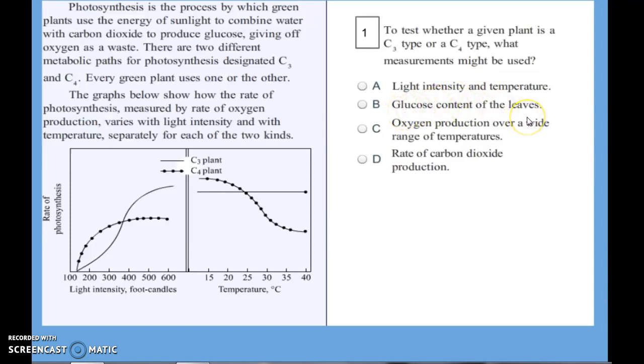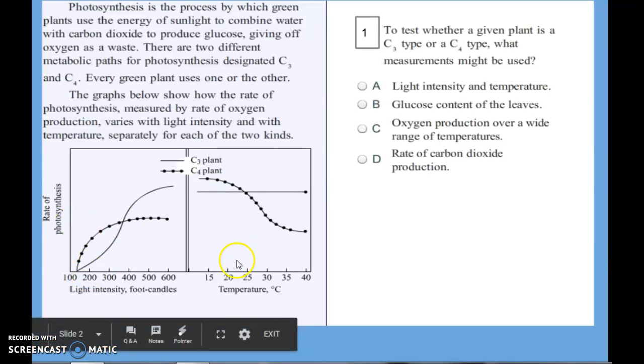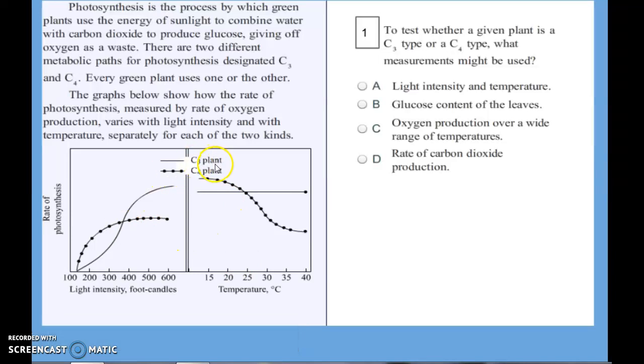Glucose content of the leaves. Well, yes, you would be able to measure that, but if you're not doing it at different lights or different temperatures, then it's not going to make a whole lot of difference. It's not going to relate to C3 or C4 types of plants.